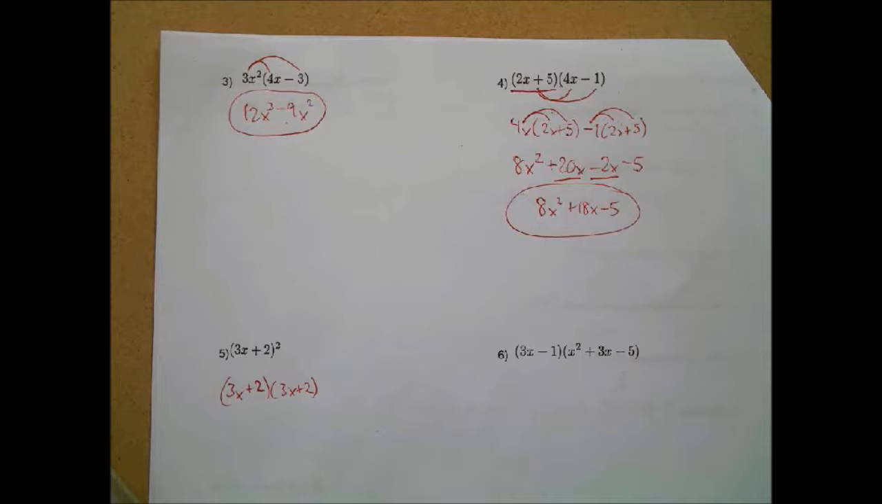Yes, 3 times 3x, times 3x, and 3x times 2. And then you do 2 times 3x, and 2 times 2. So basically, Matt, the idea is everything in here multiplied with everything in here. So it's helpful to do 3x times that, 3x times that, 2 times that, 2 times that. And then add like terms.